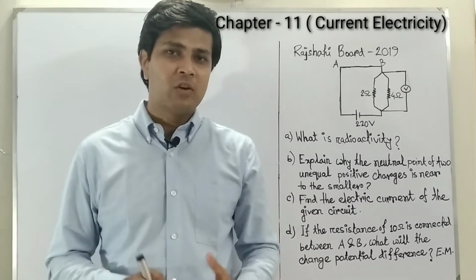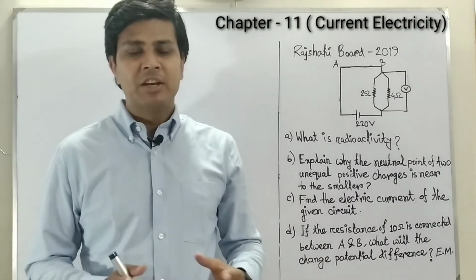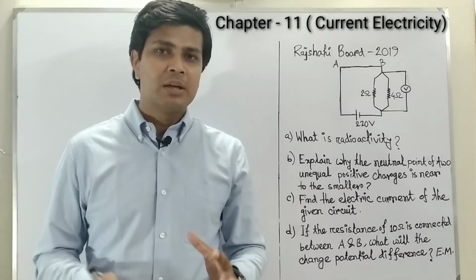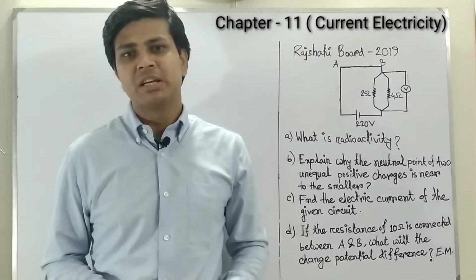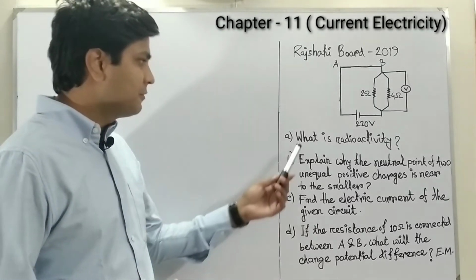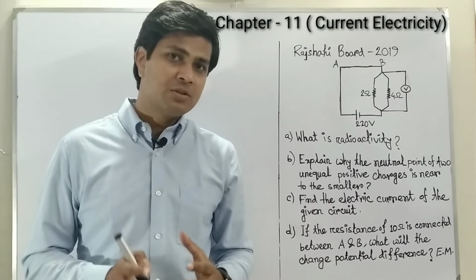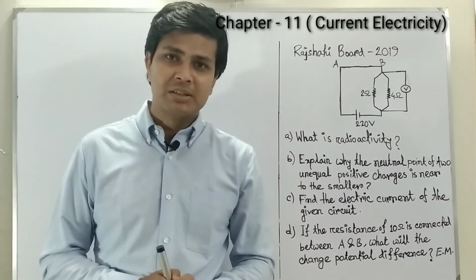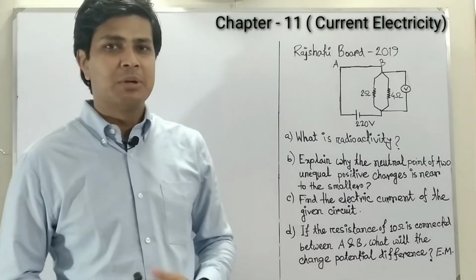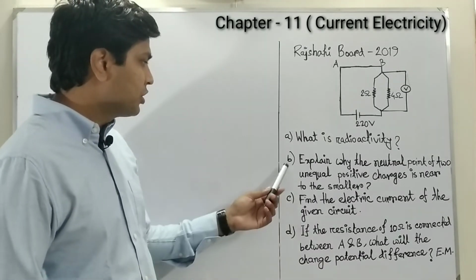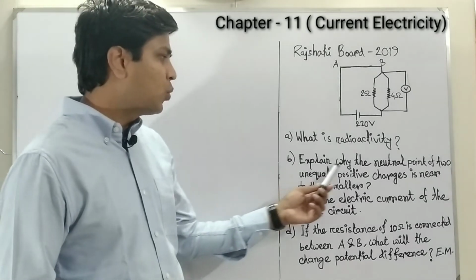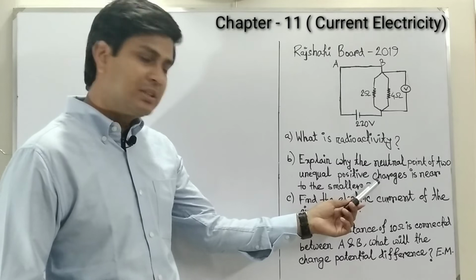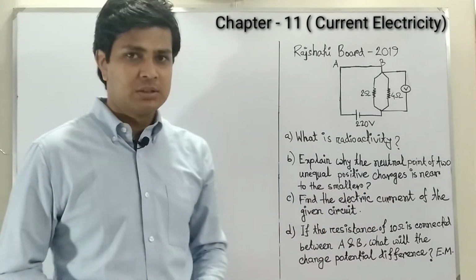It means the phenomenon of spontaneous emission of radioactive rays such as alpha, beta, gamma or particles from radioactive elements is called radioactivity, and the elements which show radioactivity are called radioactive elements. Uranium is a radioactive element. Now question number B. Explain why the neutral point of two unequal positive charges is near to the smaller.